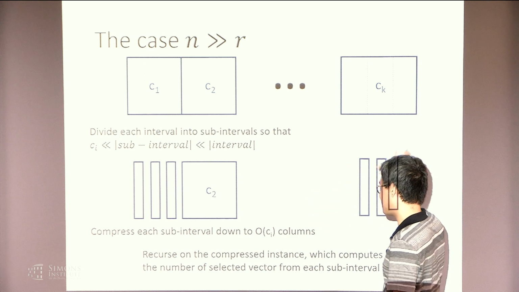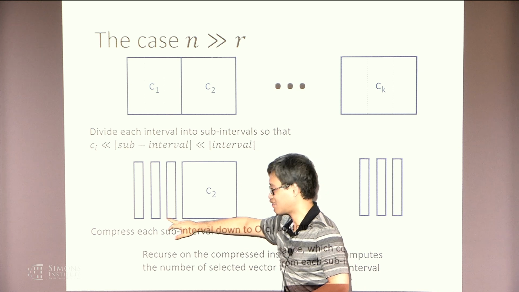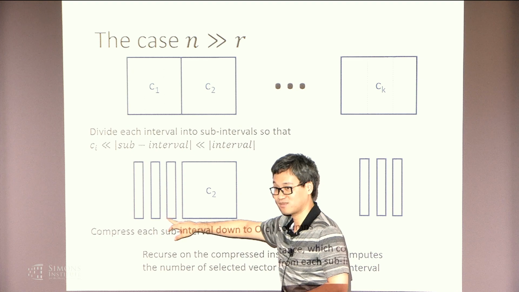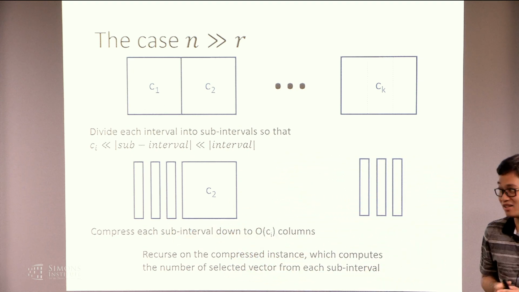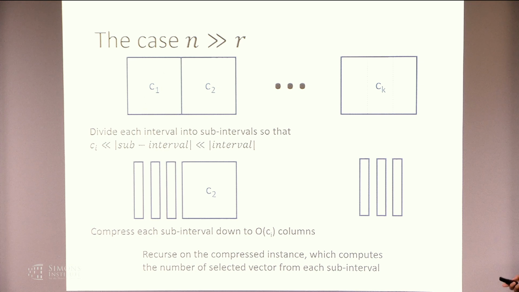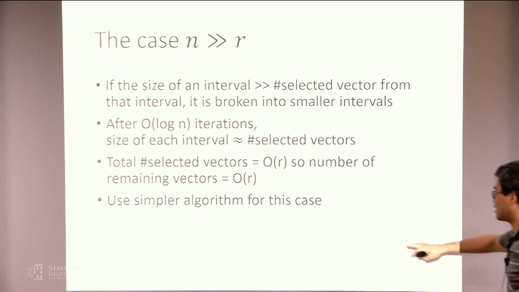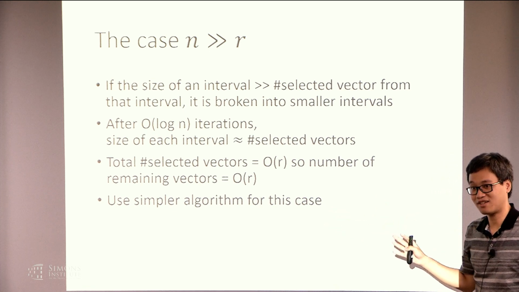So the compressed problem doesn't tell me what vectors are to be selected, but it will tell me how many elements are selected from each of these, because they preserve the rank. You just don't know which ones are selected, you just know how many. And that is enough for us, because once we reduce the problem to the case where the number of selected elements is roughly the same as the number of remaining elements, we can use a simpler algorithm to solve that case, because we filter out most of the elements that are not selected.